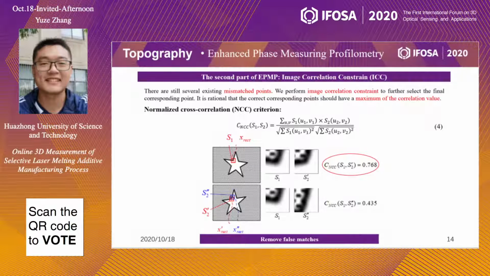The correct corresponding points should have the max correlation value. In this work, we use a common standard called normalized cross correlation, which is given by Formula 4. Therefore, the accurate corresponding points can be obtained through the proposed ePMP method.